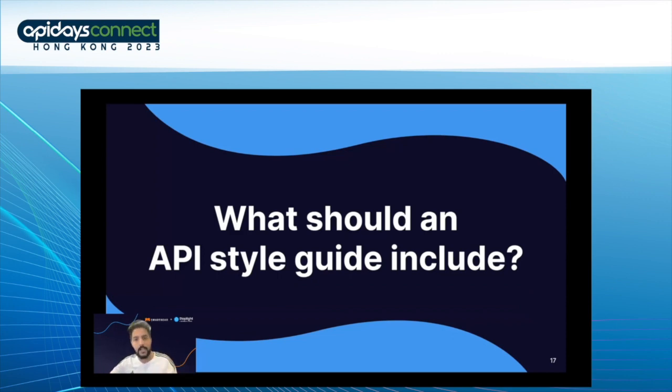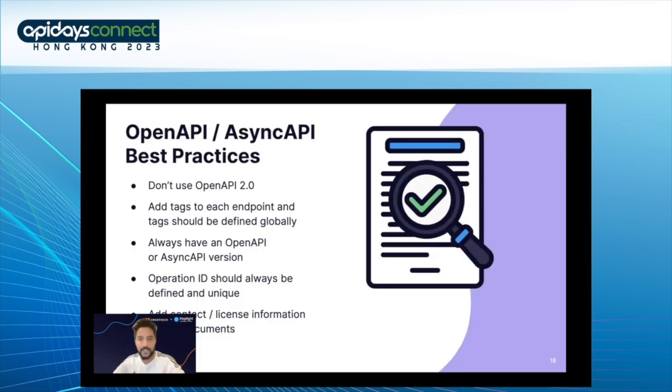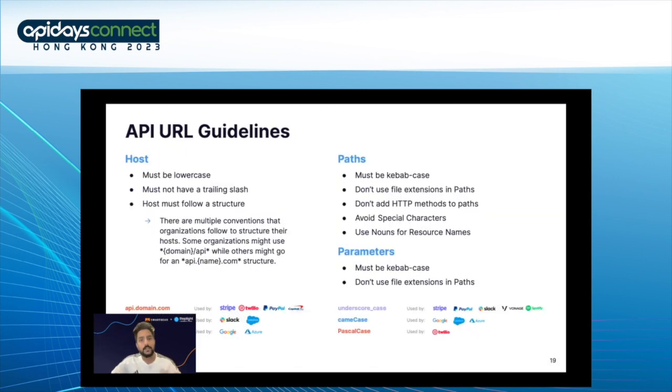So what should an API style guide include? I'll not read everything out here, but just to give you a sense of what style guides can contain. Have a good set of best practices for your OpenAPI and AsyncAPI, like always have descriptions, always have operation IDs, adding tags, all these things that might be ignored while writing OpenAPI specs as they're being written by so many different people. Just making sure you have a good set of guidelines on what to do about OpenAPIs or AsyncAPIs itself.